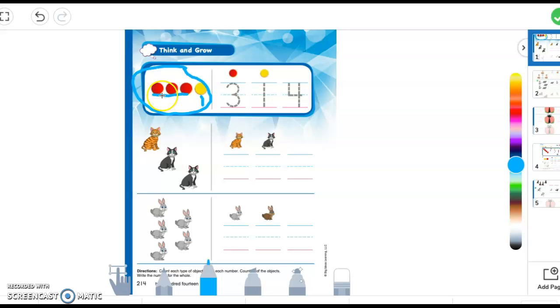How many parts of this set are red? 3. So we're going to trace the number 3. How many in this set are yellow? 1. So we will trace the number 1. Now, what is our whole? Meaning, how many do we have all together in this set? Let's count them. We have 1, 2, 3, 4. So we will trace the 4.